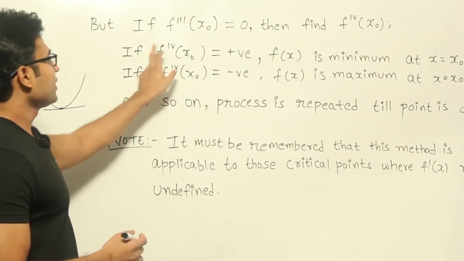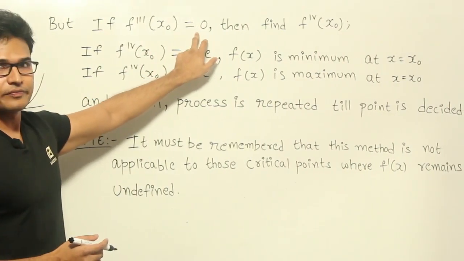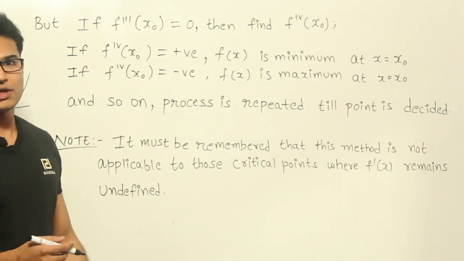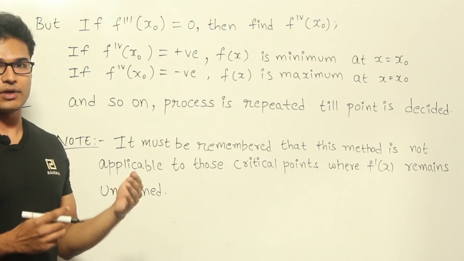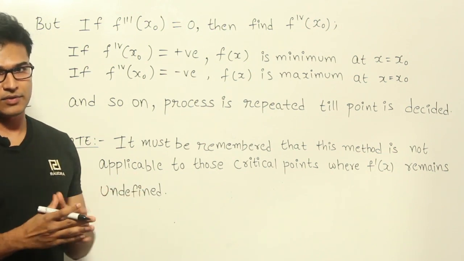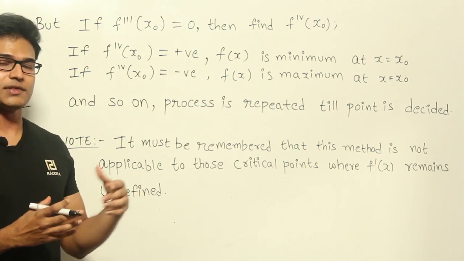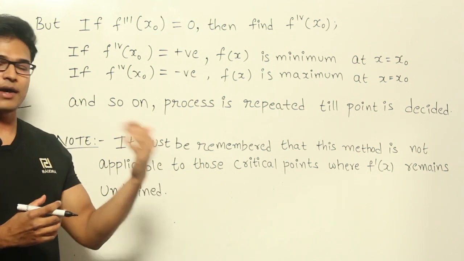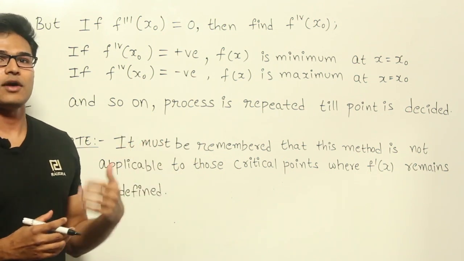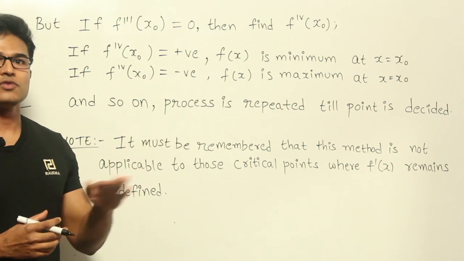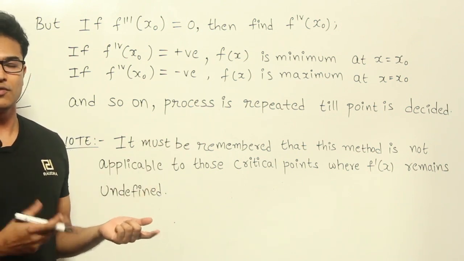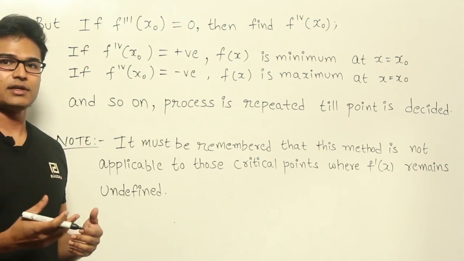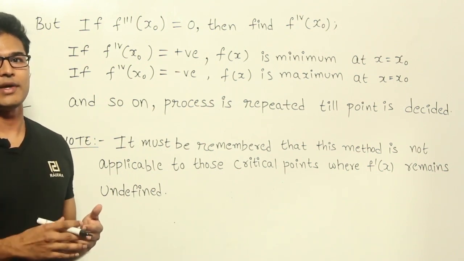In case the third derivative is equal to 0, then we have to find the fourth derivative. So what does it mean? Whenever you look at the even derivatives, that is where we decide whether the point is going to be maximum or minimum. Whenever you have odd derivatives, they all should be 0. Whenever an odd derivative is not equal to 0, we can say that the point is neither minimum nor maximum, right?